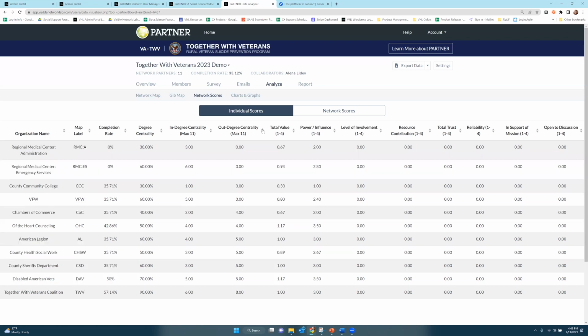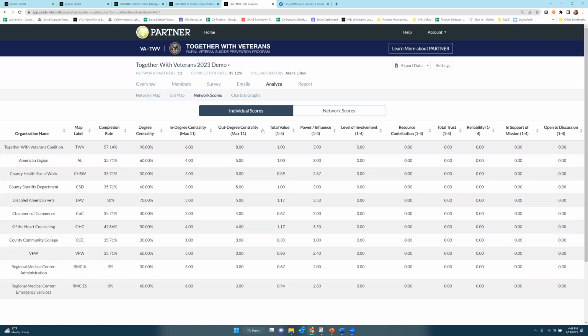Whereas if you sort by out degree, centrality is the number of organizations that organization picked as a partner. For the Together with Veterans example here, they picked 8 organizations as a partner, and 6 organizations picked them as a partner. That's how you can read those in and out degree scores. Again, if you're looking at a network map, think of it as the direction of the arrow. Is the line with the arrow leaving the circle, or is it coming towards that circle? That's how you can differentiate the in or the out degree.